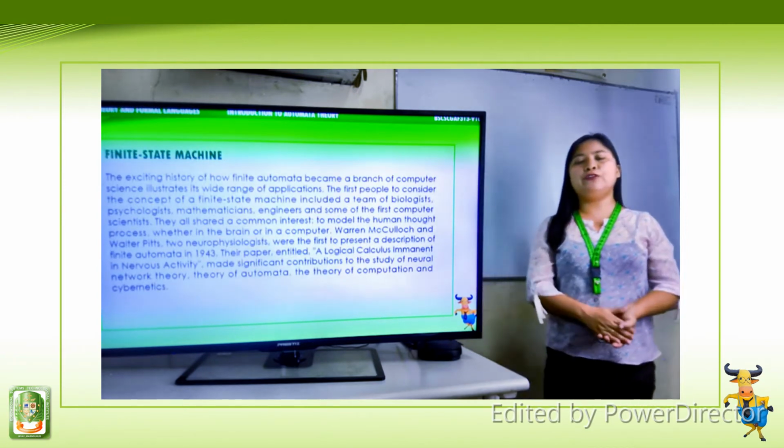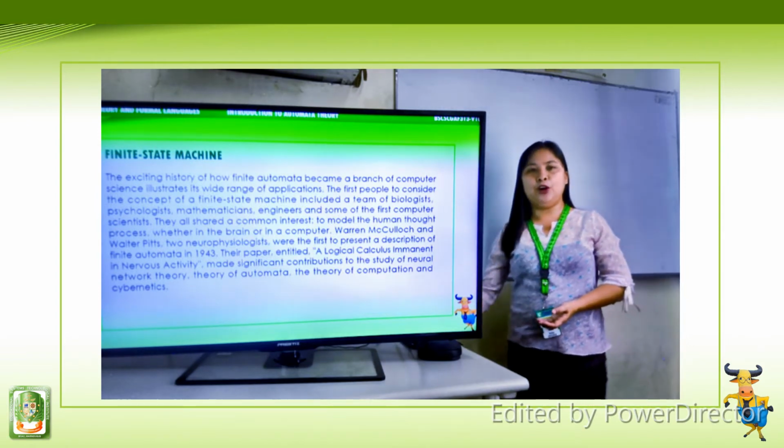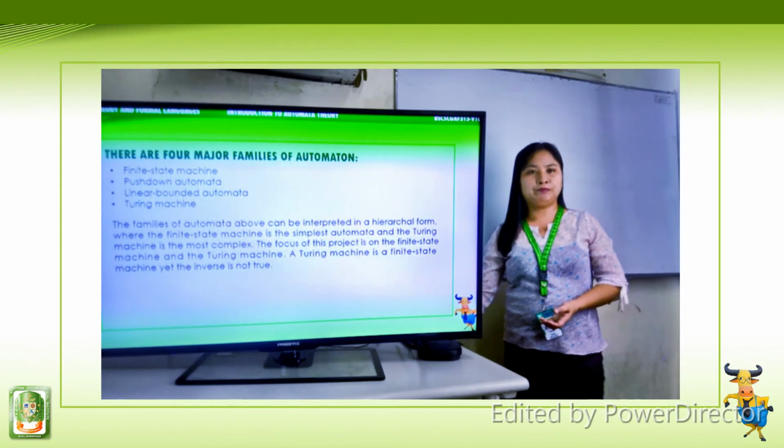Okay, so the finite state machine, or the FSM, or what we call FA, or finite automata.